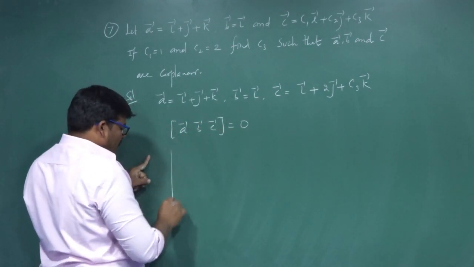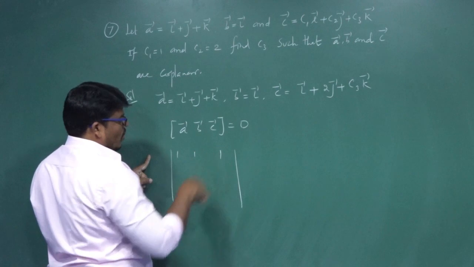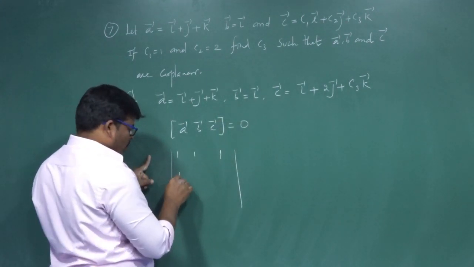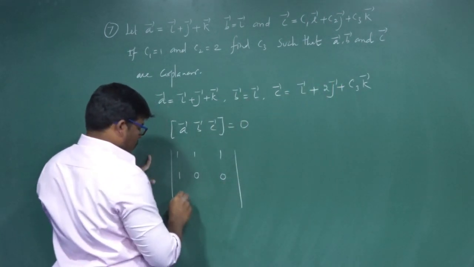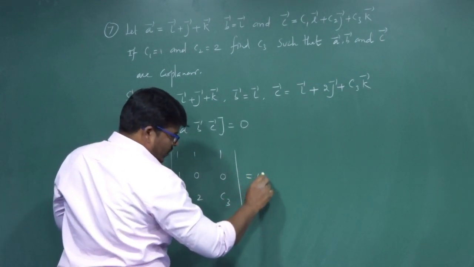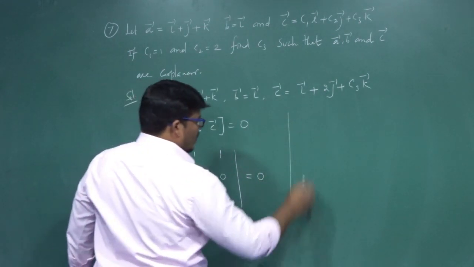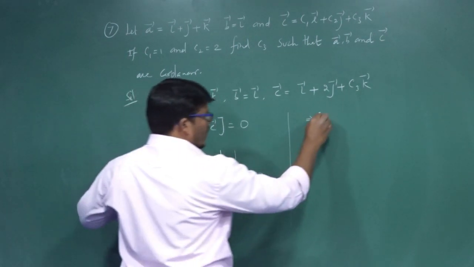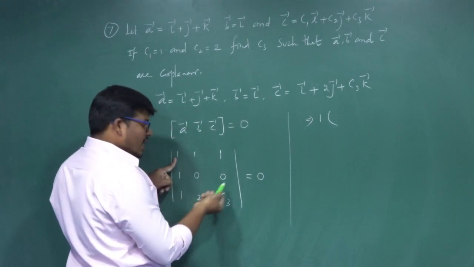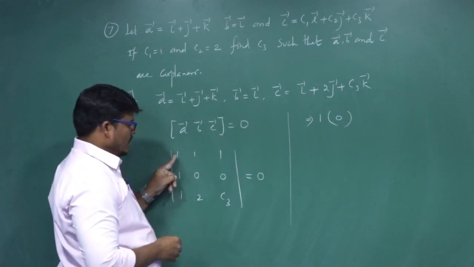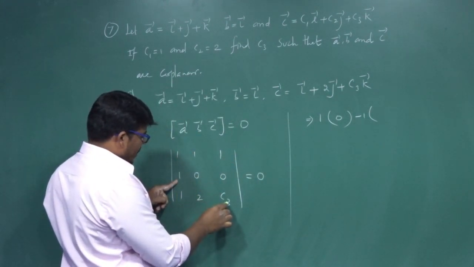Now write the box product in determinant form. The components of a are 1, 1, 1, and b is i only, 1, and the remaining are 0, 0. Next, the components of c are 1, 2, c3, equal to 0. Now expanding the determinant. First, taking the element 1, 1 and 0 and anything is 0, so the total is 0. Next, minus 1, eliminating its row and column, getting 1, 0, 1, c3. 1 and c3 is c3.